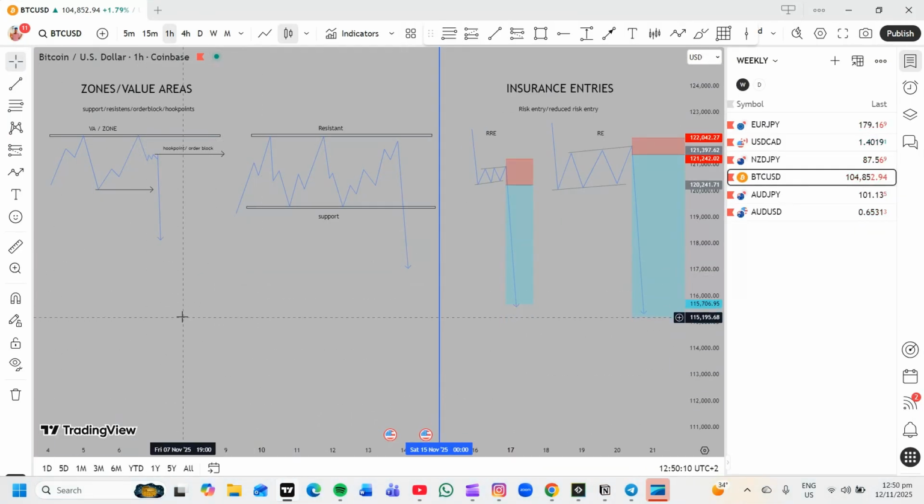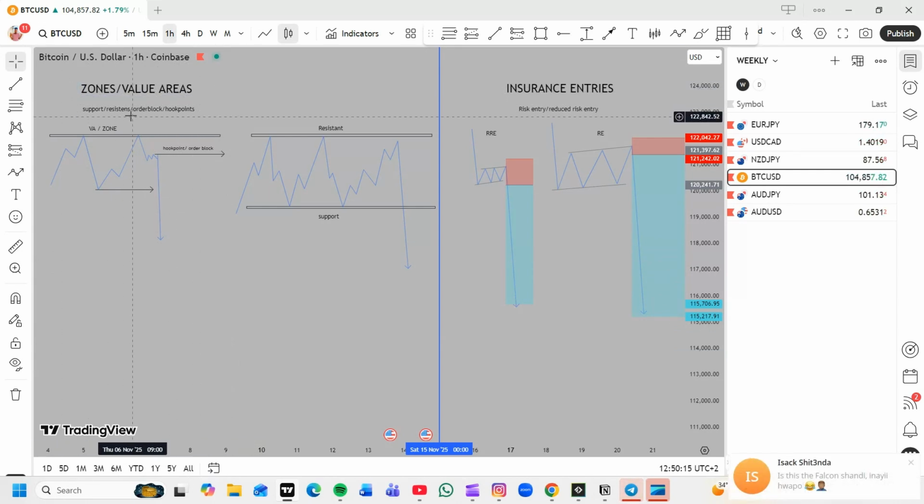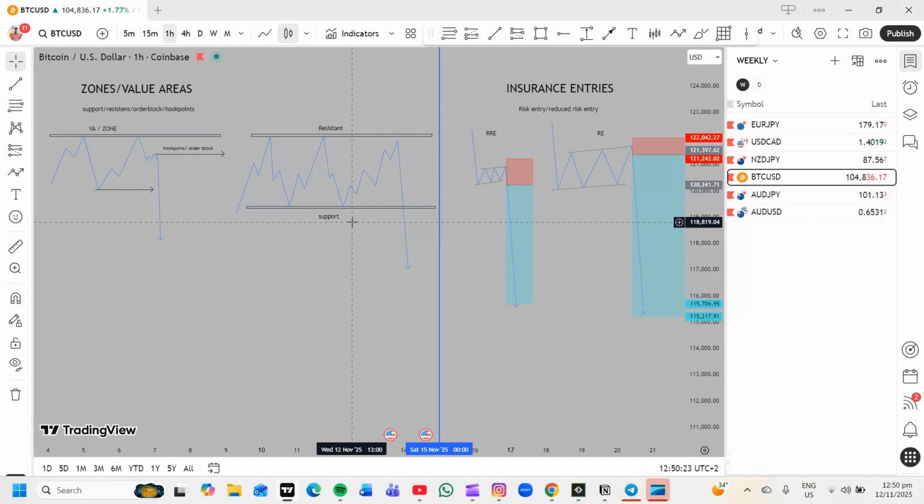Okay, so guys, first of all, we are gonna start talking about zones, values, value areas, support or resistance. And I'm saying this because we have different names. We don't trade the same strategy, but sometimes we are looking at the same thing. But for some people, they'll call it a support. Some will call it a zone. Some will even call it an order block or whatever. That's why I put a zone or value areas.